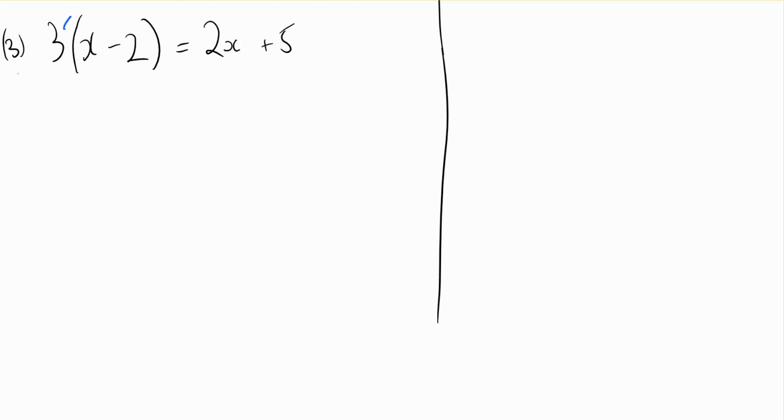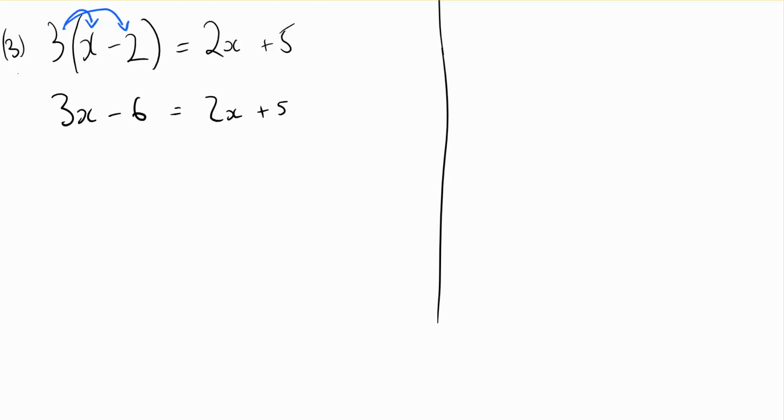So we say to ourselves, what is 3 times x? That's just 3x. What is 3 times negative 2, or positive times a negative? 3 times negative 2 is negative 6. So put negative 6. Now we just write down all this, we just move it down, 2x plus 5. So you can see now this question, 3x minus 6 equals 2x plus 5, just looks like the two we've done already. So don't worry about those brackets, you just expand it, and then it will just look like what we've already done.